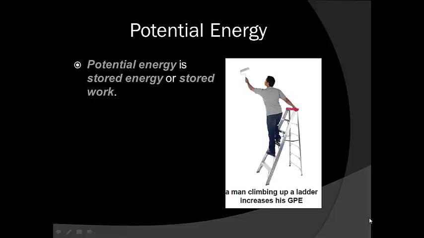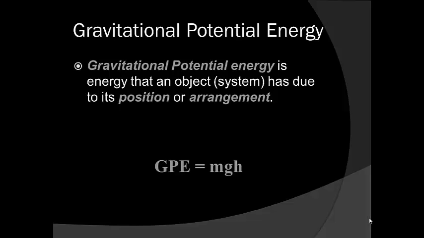The next form of energy that I want us to talk about is potential energy. By definition, potential energy is just stored energy or stored work. We'll talk about work next class period. There's 2 types of potential energy. One of them is gravitational potential energy. Gravitational potential energy is energy that an object has due to its position or arrangement. Notice from the equation below, the position that we're referring to is the height of the object. GPE, or gravitational potential energy, is equal to mass times gravity times height.